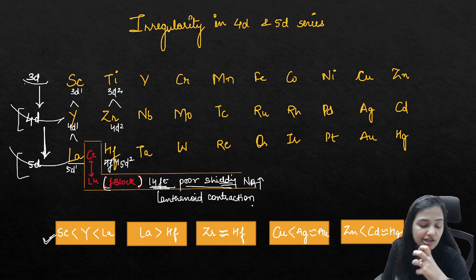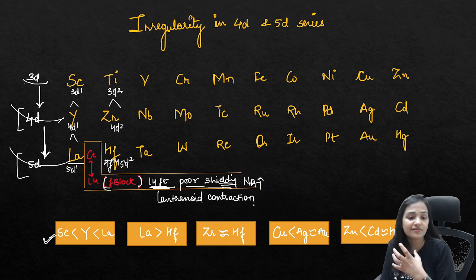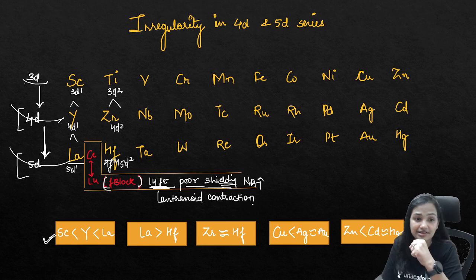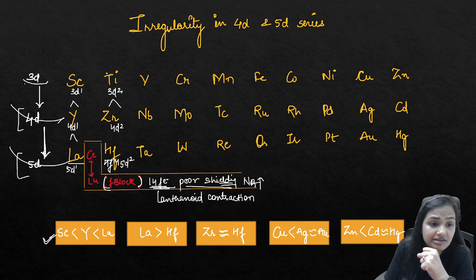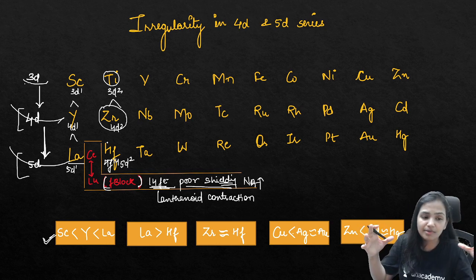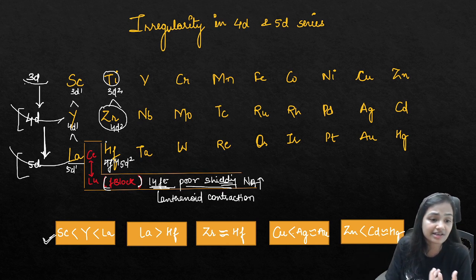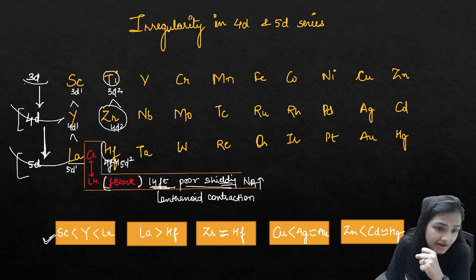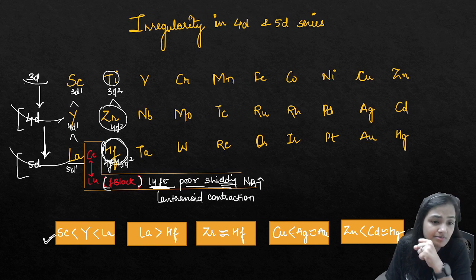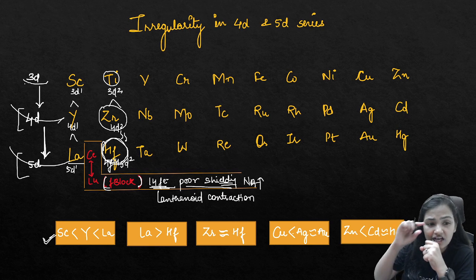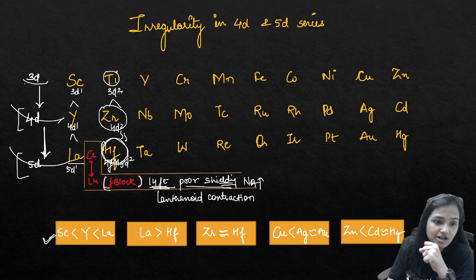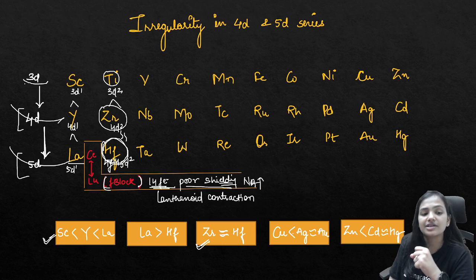So because of the poor shielding of these 14 f electrons, because of this lanthanoid contraction, the size decreases. So here we were expecting that titanium you are this much, zirconium you are this much, hafnium you have to increase. But hafnium says that no, it's not in my hand. Because of this lanthanoid contraction, I am getting contracted, and so therefore the size of hafnium becomes almost equal to that of zirconium. Okay, almost equal. So that's how I have written that zirconium is almost equal to hafnium.